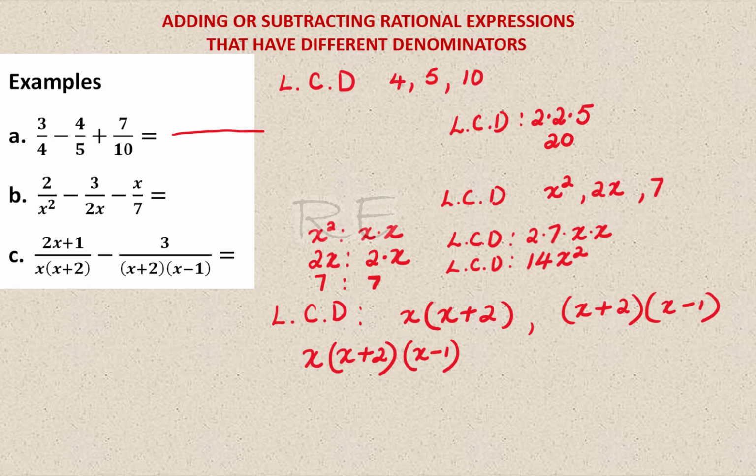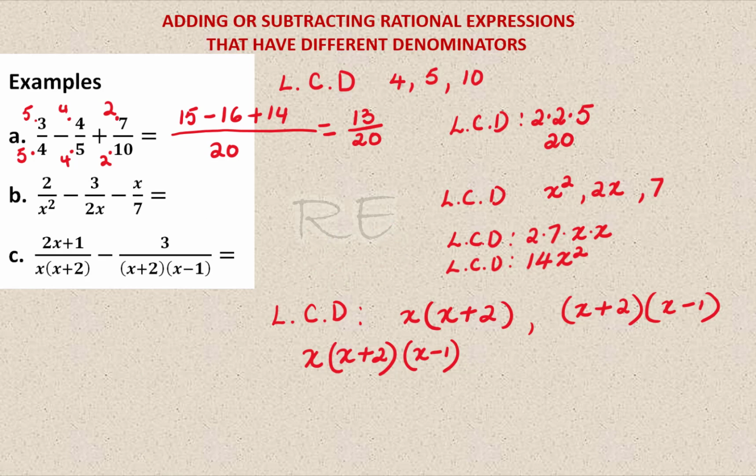So the least common denominator for A is 20. We get a 20 by multiplying 4 by 5. So it's 5 over 5. And the first one becomes 15 minus, we will need the 20, so we multiply by 4 over 4. So it's going to be negative 16. And the third one by 2 over 2. And it's going to be 14. 15 minus 16 is negative 1. And negative 1 plus 14, 13. So our answer is 13 over 20.